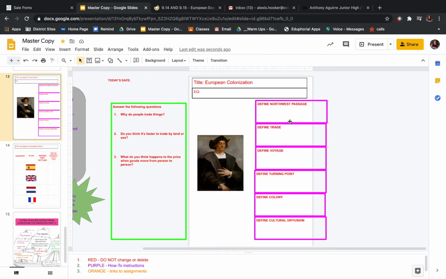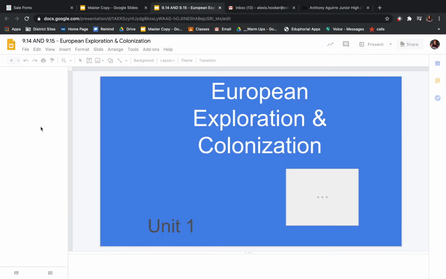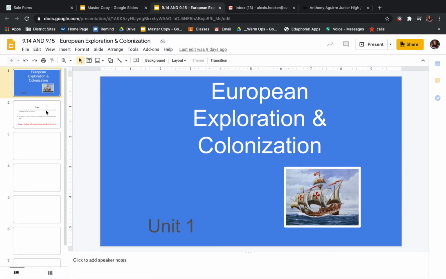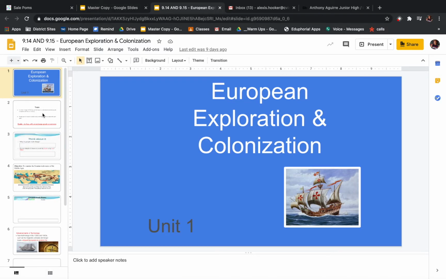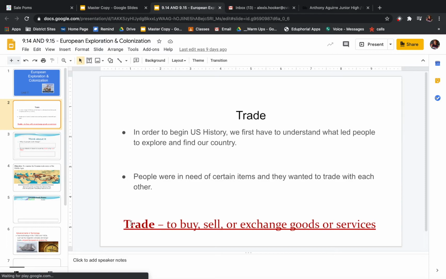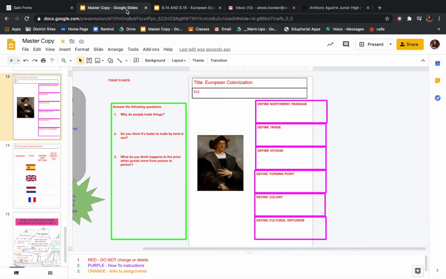So where do I find the definitions of the words? In the PowerPoint. So it's still taking a while to load. There we go. So I'm going to go through the slides. And I see this is bolded and in red. Trade, to buy, sell, or exchange goods and services. Go back to my notes. I'm going to click until I see a cursor pop up like that.